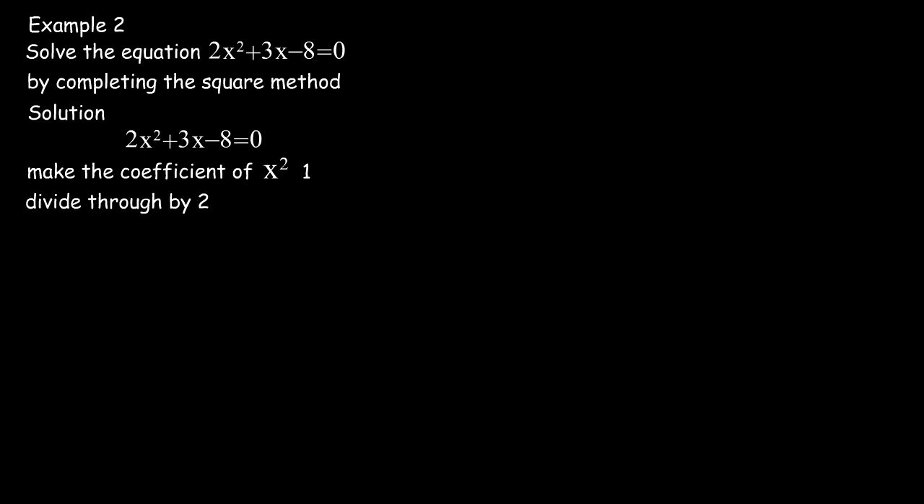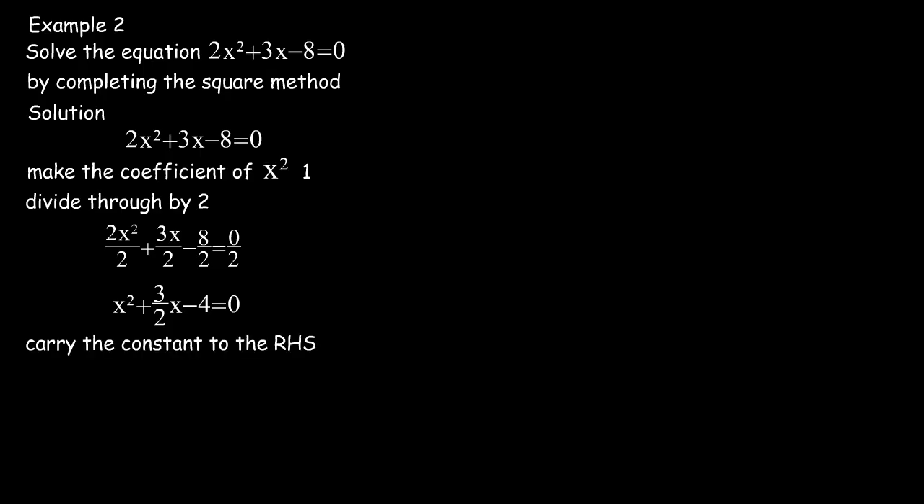Now dividing through by 2, it becomes 2s squared divided by 2 plus 3s divided by 2 minus 8 divided by 2 is equal to 0 divided by 2. So it becomes s squared plus 3/2 s minus 4 is equal to 0. The next step is to carry the constant, and when we do that, it becomes s squared plus 3/2 s is equal to 4.